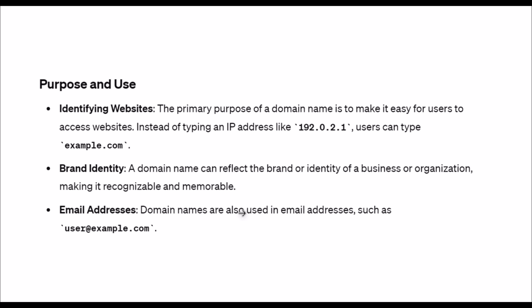Now, what are the purposes and the uses of a domain name? So we use it primarily to make it easy for users to access our website. It would be so difficult for people to type an address of numbers instead of something like example.com, like digitstem.com, which is easier for people to type. Also for brand identity, a domain name can reflect the brand or identity of a business or organization. There are other cases where people do not really use their domain name as their brand identity. So it happens. And also we have email addresses. Domain names are also used in email addresses, such as support at digitstem.com. We also have stuff like admin at digitstem.com, vendors at digitstem.com.